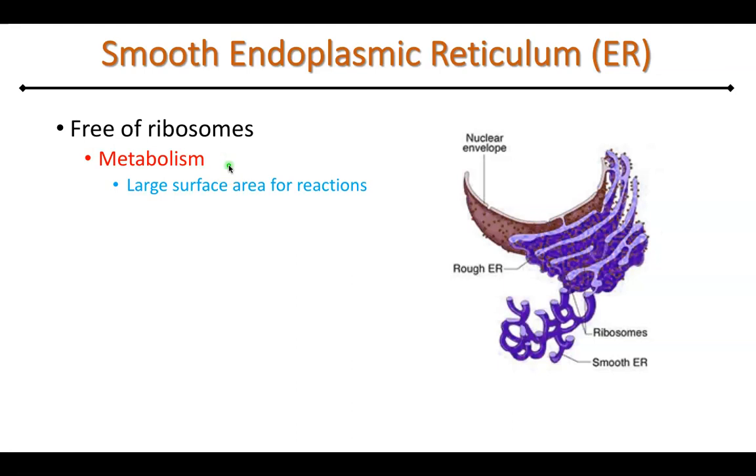So imagine if you had work to do. Think of a table that's crowded. It's going to be really hard to do your work. But if you took a table and you spread it out and there was nothing on the table, it would be very easy for you to actually do the work. So think of that as surface area. The rough ER is crowded with ribosomes, but the smooth ER is smooth because there's no ribosomes, and this is going to allow more work to be done. So that surface area you can use for reactions. The storage of calcium occurs here.